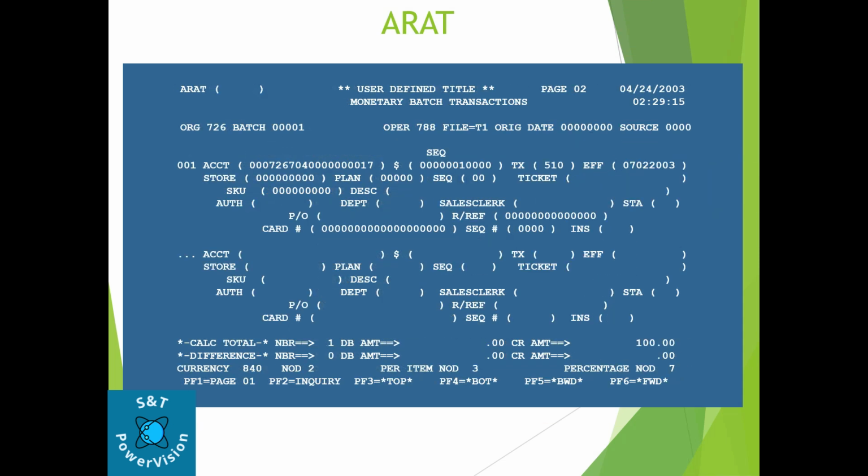So here we come to the ARAT screen, where we'll give input to the batch. First is the account number. We'll enter the account number. The sequence number is not mandatory. Then we'll give the transaction code. Suppose you want to give a date apart from the system or default effective date, we can give it here. After that we give the store number and plan number.